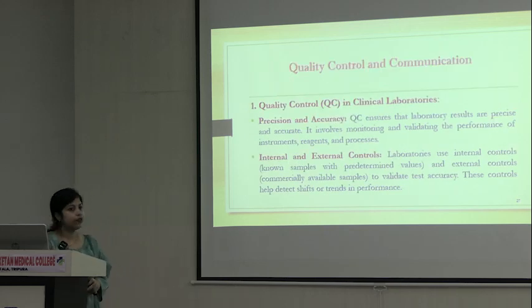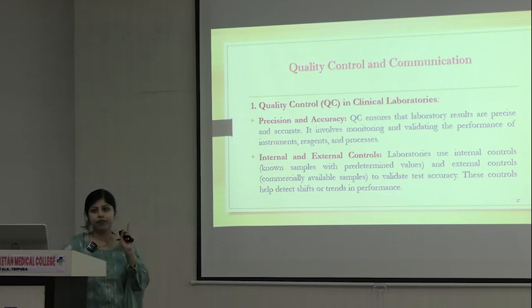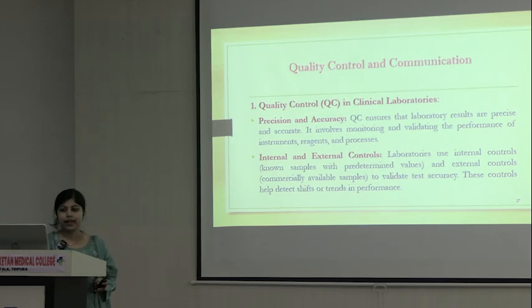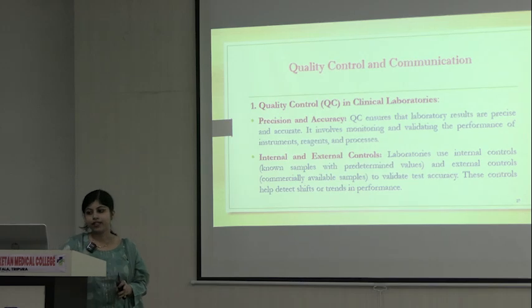Next is quality control and communication. I have given this example before, the ELISA of dengue. Quality control ensures that laboratory results are precise and accurate. It involves monitoring and validating the performance of instruments, reagents, and processes. Laboratories use internal controls and external controls to validate test accuracy, and these controls help detect any shifts or trends in performance. So every laboratory has to check whether their instruments are properly working or not. That is quality control in simple terms for you.